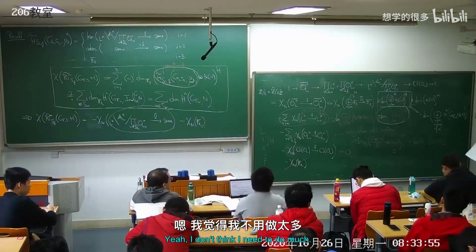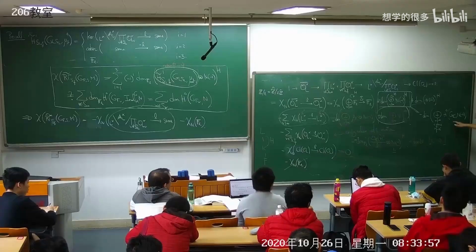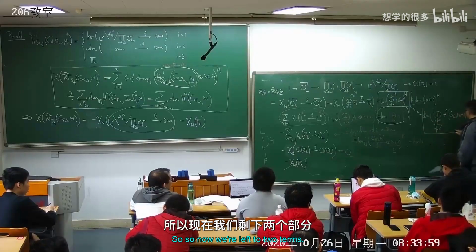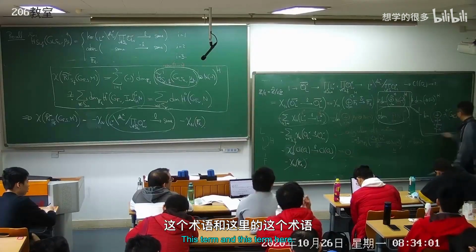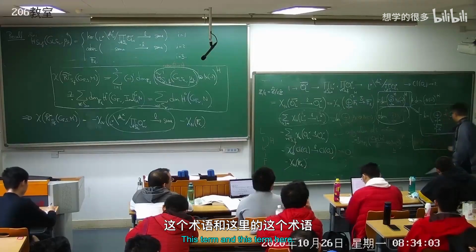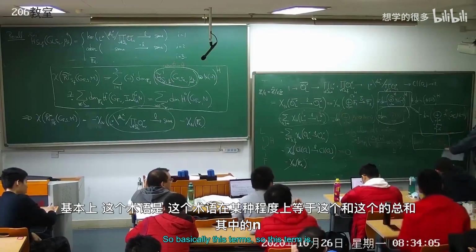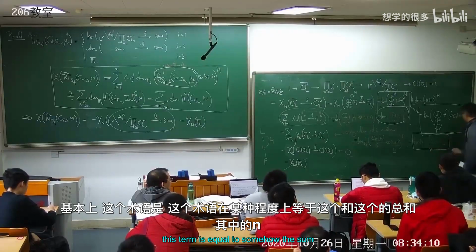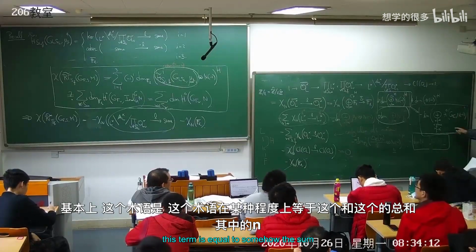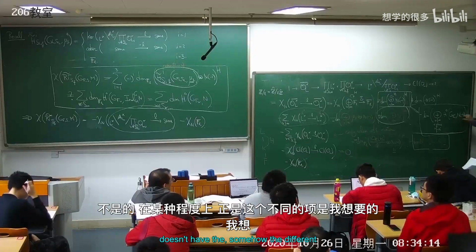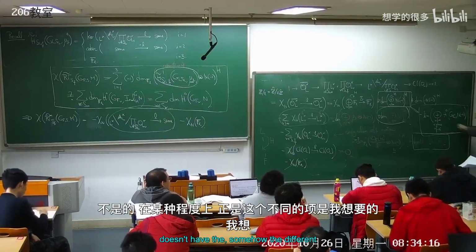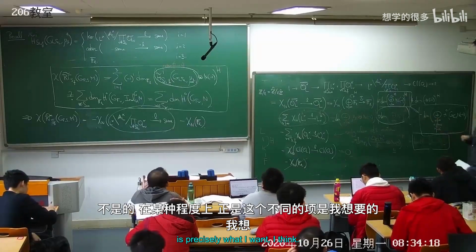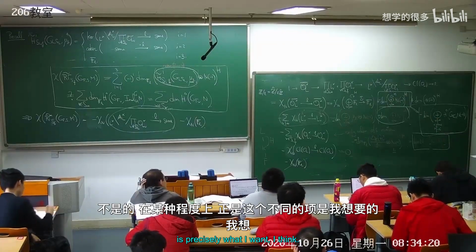Yeah, I don't think I need to do much. So now we're left with two terms: this term and this term here. So basically, this term is equal to somehow the sum of this, where the n doesn't have the... somehow the difference of these two terms is precisely what I want, I think.